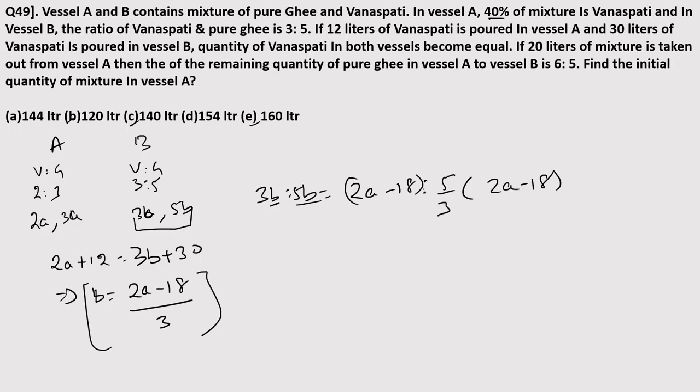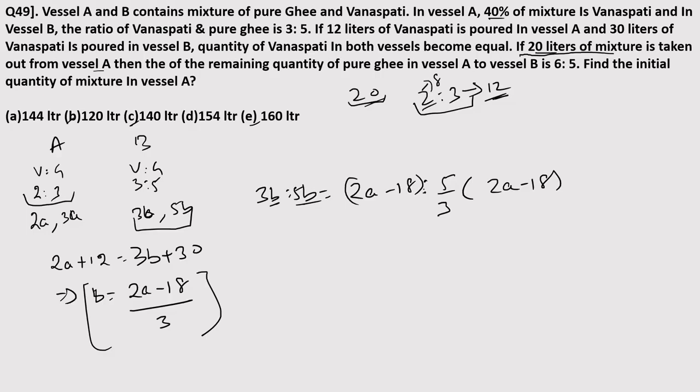Now the question says if 20 liters of mixture is taken out from vessel A, in what ratio will this 20 liters be removed? In the ratio 2 is to 3. From vessel A I am removing something, so that will be removed in the ratio already present, 2 is to 3. In that ratio I will break 20. So 5 units equal 20, each unit equals 4. So this is 8 and this is 12. So 12 liters of ghee is removed, and 8 liters of vanaspati is removed.